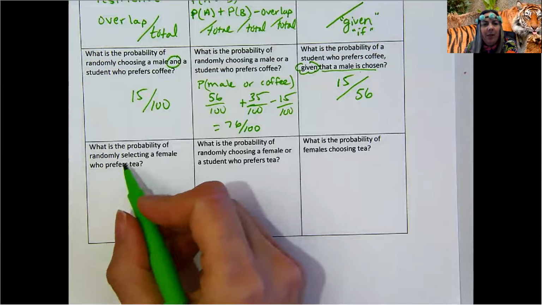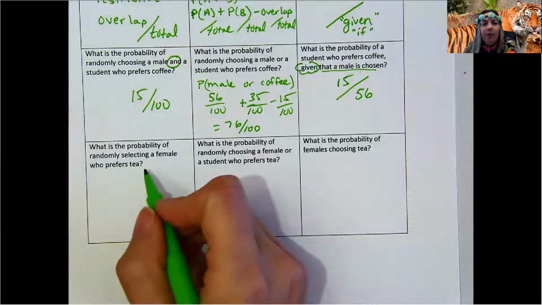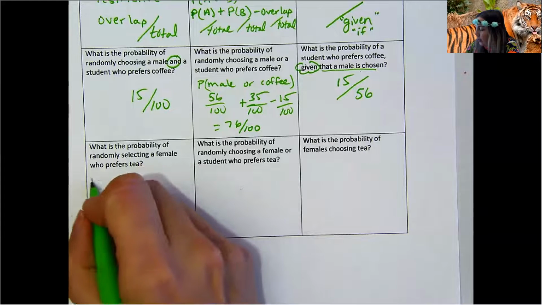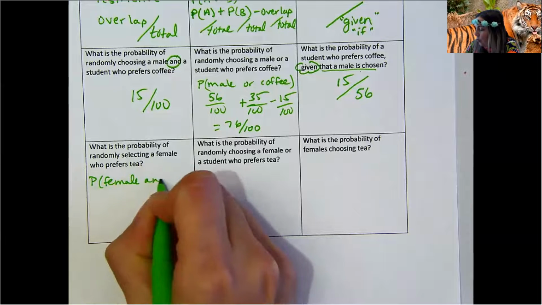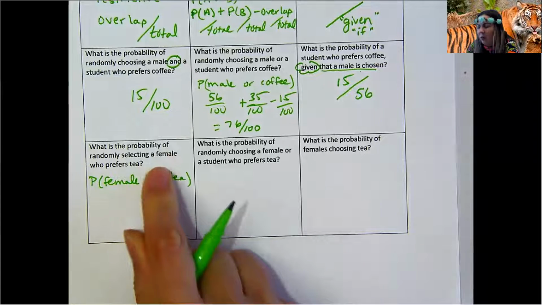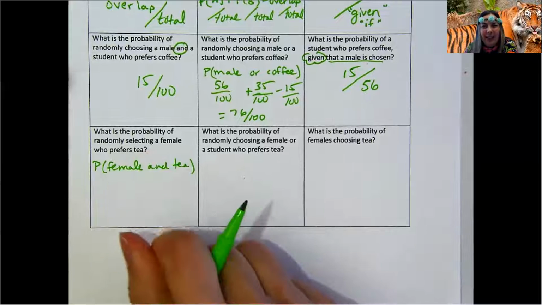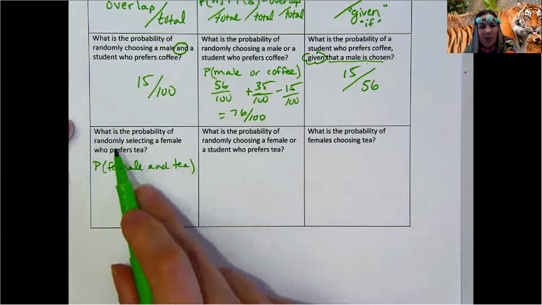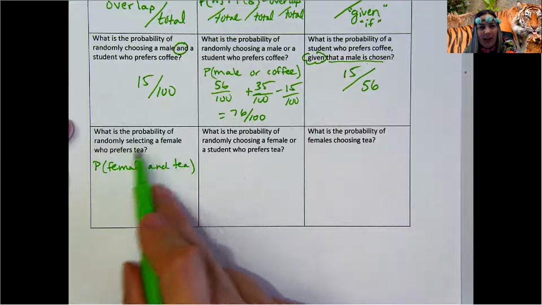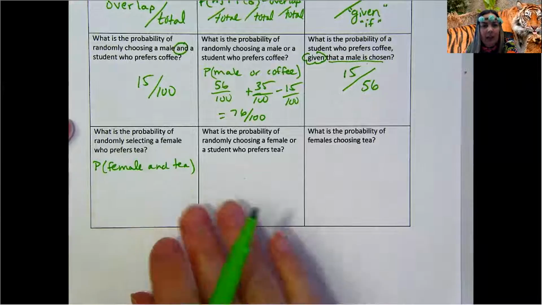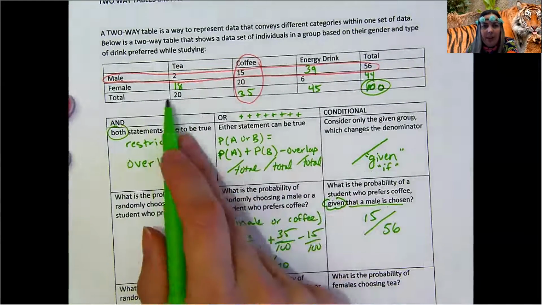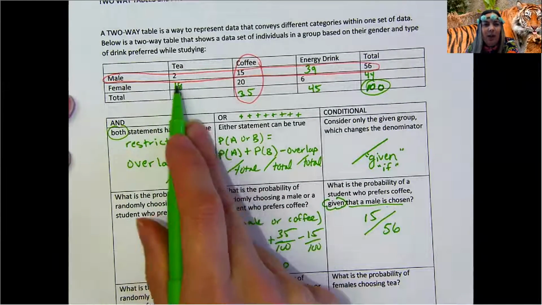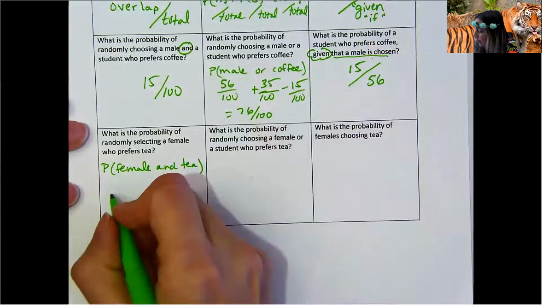What is the probability of randomly selecting a female who prefers tea? So this is the probability of female and wanting tea. Notice they didn't come out and say the word and. So you just have to think it through. Probability of female and preferring tea. Female and preferring tea, there's 18 of them. So 18 ladies out of 100.